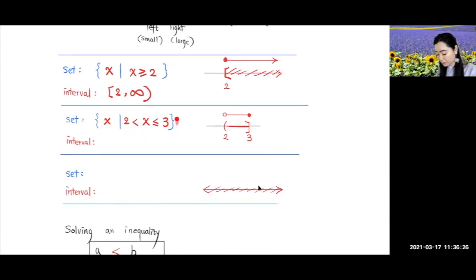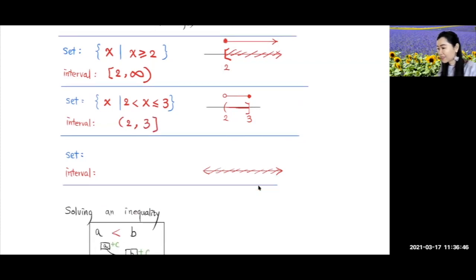Now, if I try to represent this in interval notation, basically it's just copying this. So that will be a parenthesis and then 2, comma 3, and then a bracket over here.